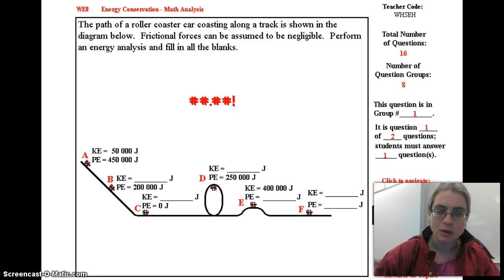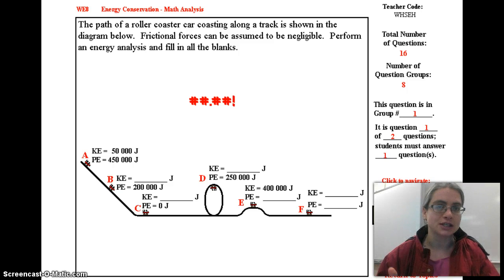And you also need to know that they will add up to the total amount of mechanical energy, and that mechanical energy is conserved. So it's the potential energy plus the kinetic energy equals the mechanical energy, and work can add or subtract from the amount of total mechanical energy.